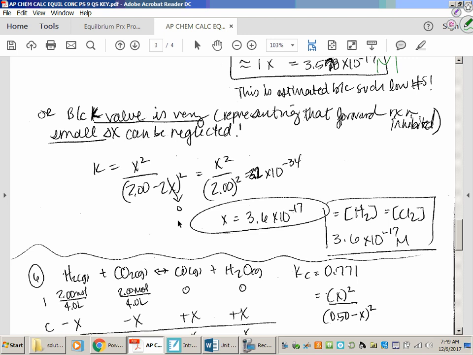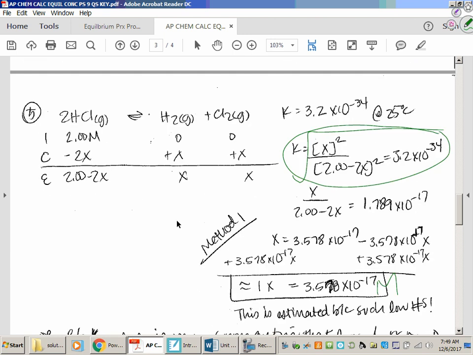I probably would have been like, hey man, this K is pretty daggone small. I'm gonna neglect it up front, double check. Yes, it's negligible, moving on. But I wanted to show you could do it. You would be right in both methods.